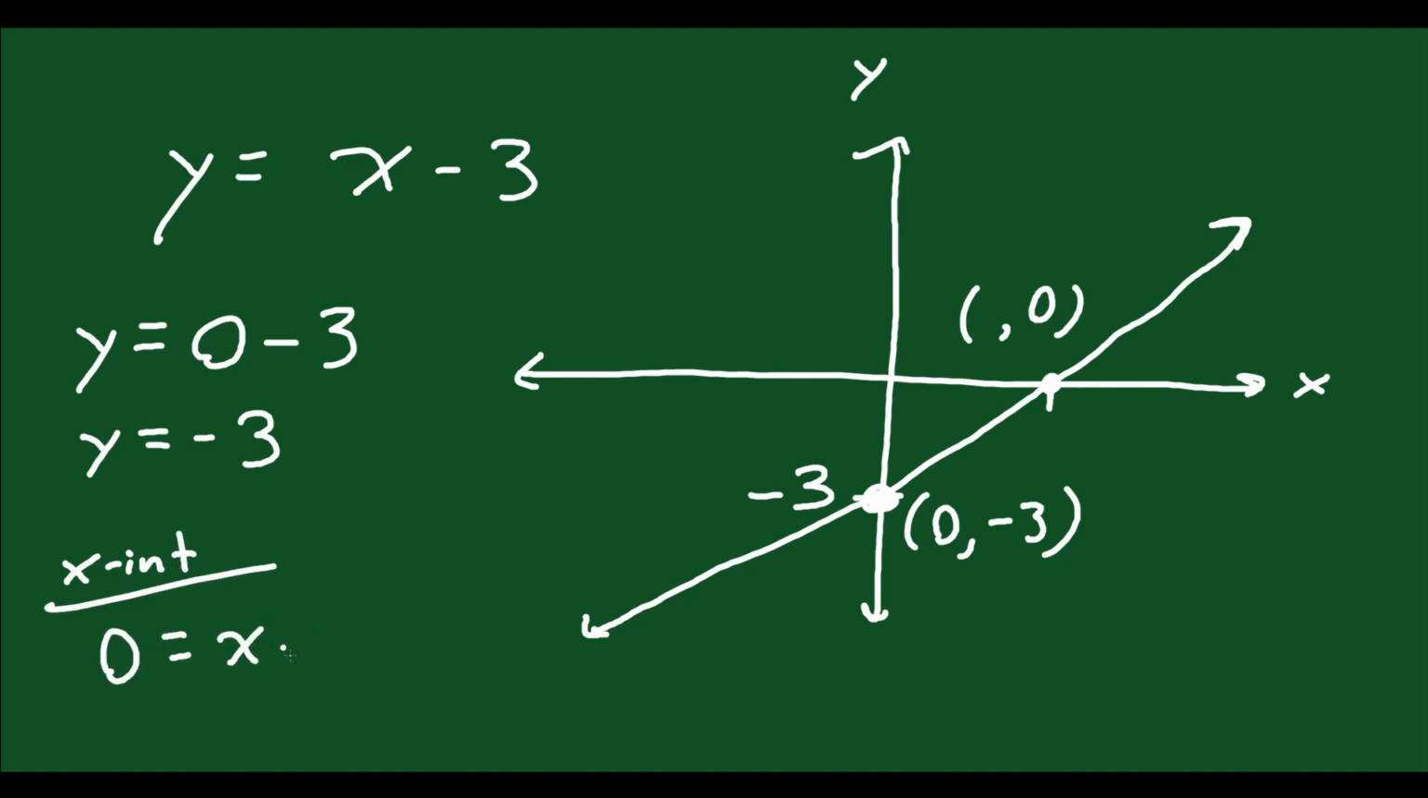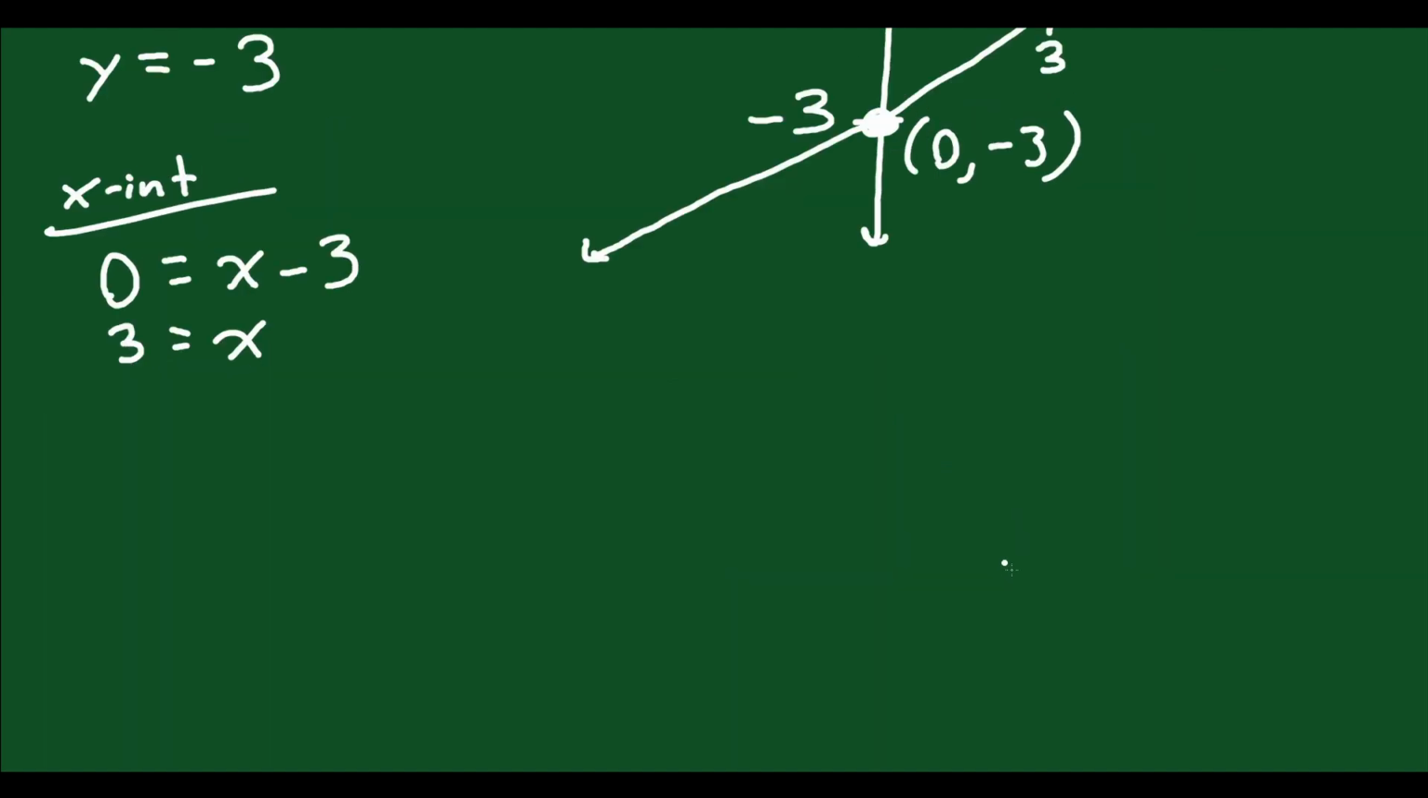So 0 equals x minus 3. Solve for x. You can move the 3 to the other side. Get 3 is equal to x. And so your x-intercept here is 3. So this is the point (3, 0). And that's something you can do for any type of equation. If you want to find an x-intercept, set y to 0, solve for x. If you want to find the y-intercept, set x to 0, solve for y. That's something we'll be doing over and over again. You'll get lots of practice doing that.